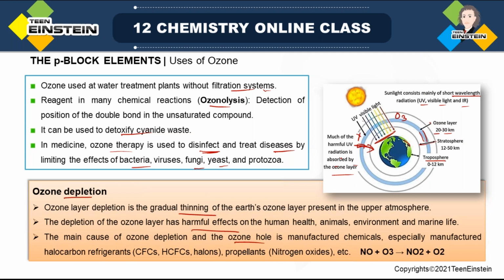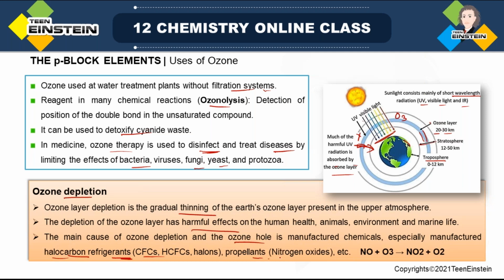Now, this is because of some manufactured chemicals, specially manufactured halocarbon refrigerants. Halocarbon means halogen carbon. For example, CFCs, that is chlorofluorocarbon. That means chlorine, fluorine, carbon, these three elements are present. Then HCFC, that is hydrogen is also present, along with halogens. So all these chemicals are actually responsible for ozone depletion.